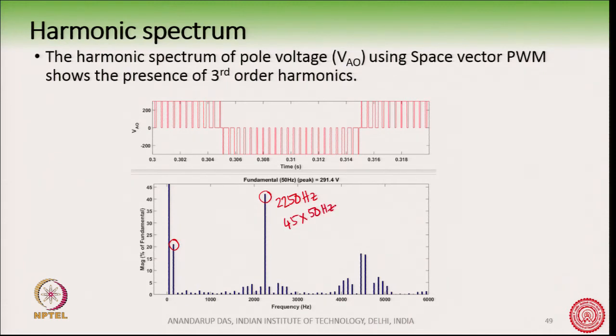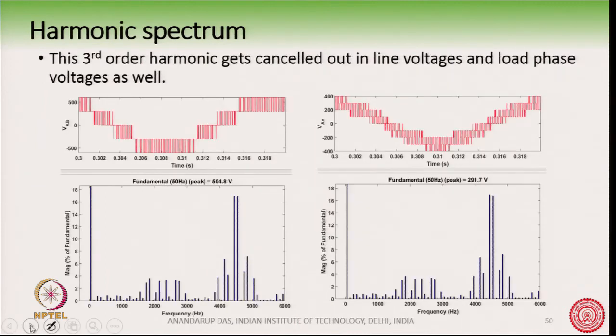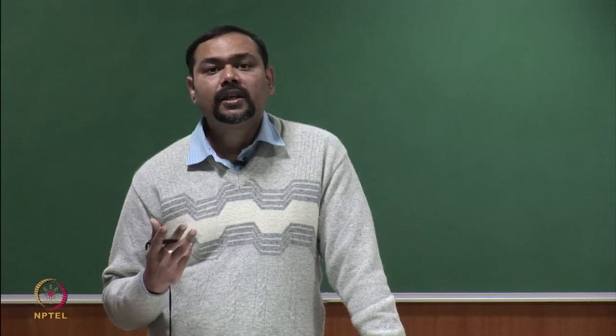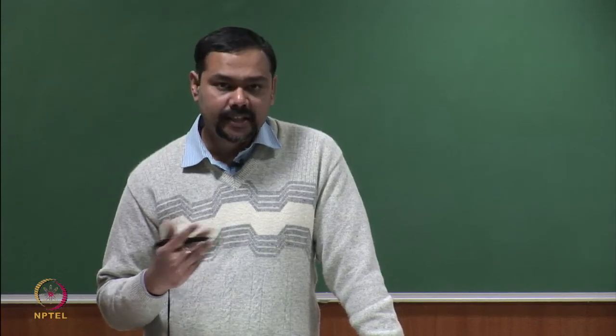45, why we have taken it is a multiple of 3, odd multiple of 3. So, this is where the first harmonics reside. Of course, since this is a multiple of 3, we know that in the line voltage this third harmonic component will disappear.